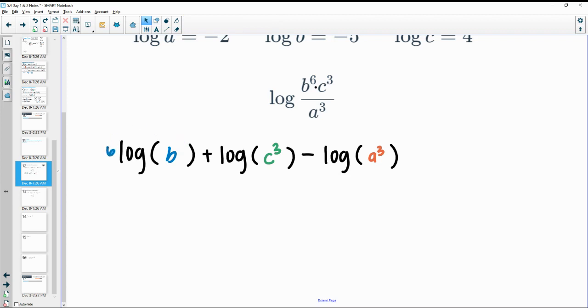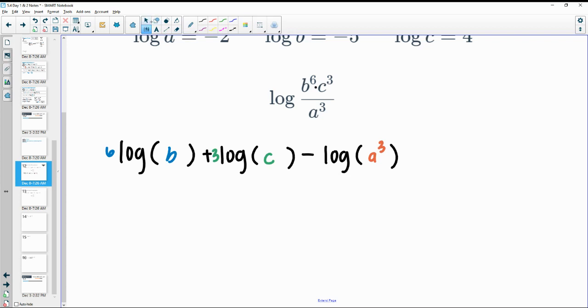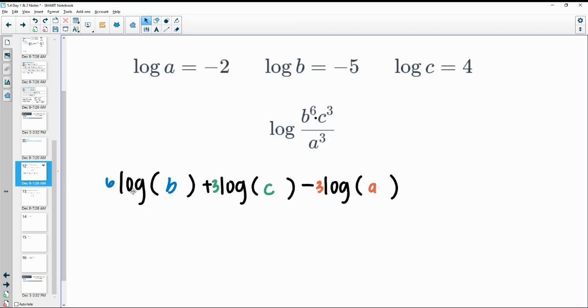So log of B to the 6th is 6 times log of B, and log of C to the 3rd is just 3 times log of C. So we'll just move this out front, and then same thing here, move this cubed for the A out front of that logarithm. So now we can see that we have 6 times log of B, 3 times log of C, -3 times log of A, and we can plug these in here.